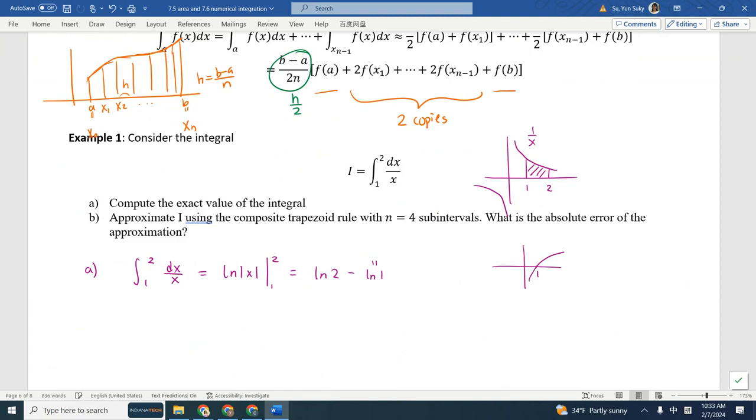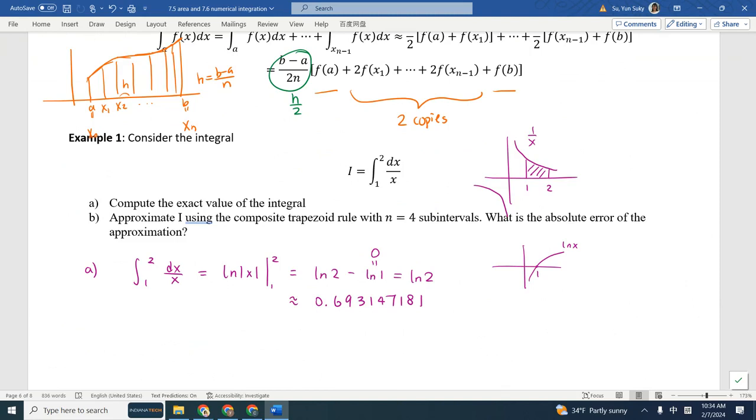See, natural log of 1 is 0. So the answer is just natural log of 2. Give me as many digits as your calculator shows you. 0.693147181. Yes, because we want to compare our approximation with this number.